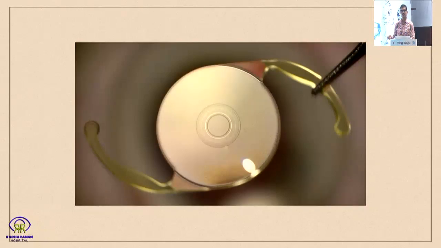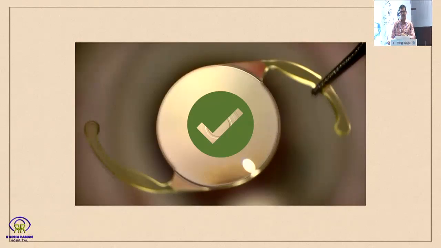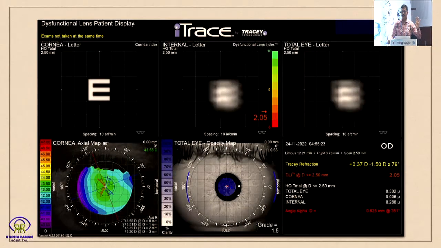The next thing that comes in is the EDOF. The EDOF should be the right choice. Again, reminding you that the angle alpha in my case was 0.6, which essentially makes me unsuitable to receive an EDOF, just as this patient. This is a post-operative DLI curve of a patient who had received an EDOF, and look at his angle alpha, it was 0.6 or more than that. Look at the DLI score, 2.05.